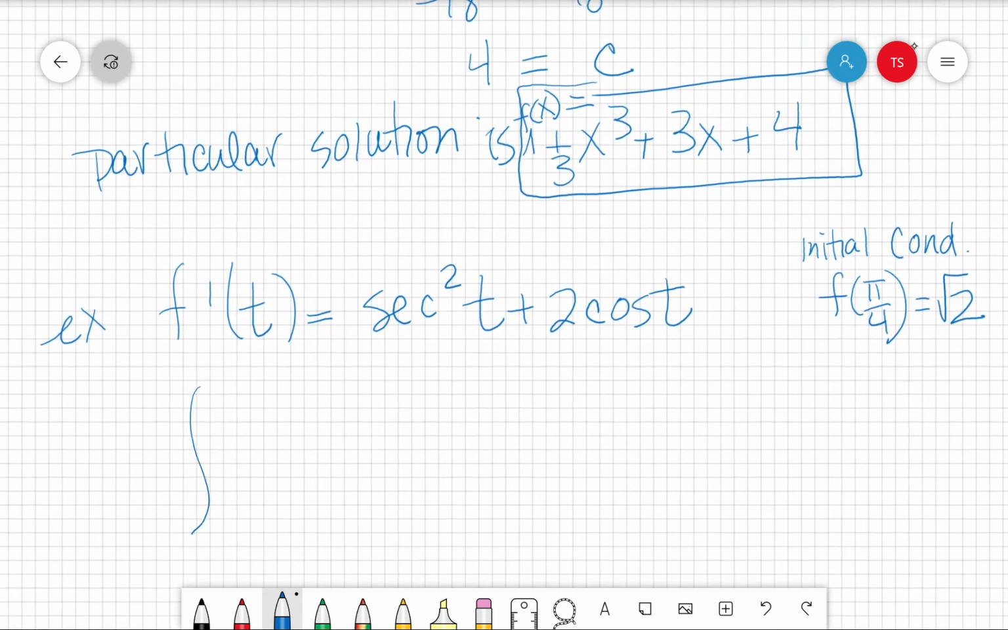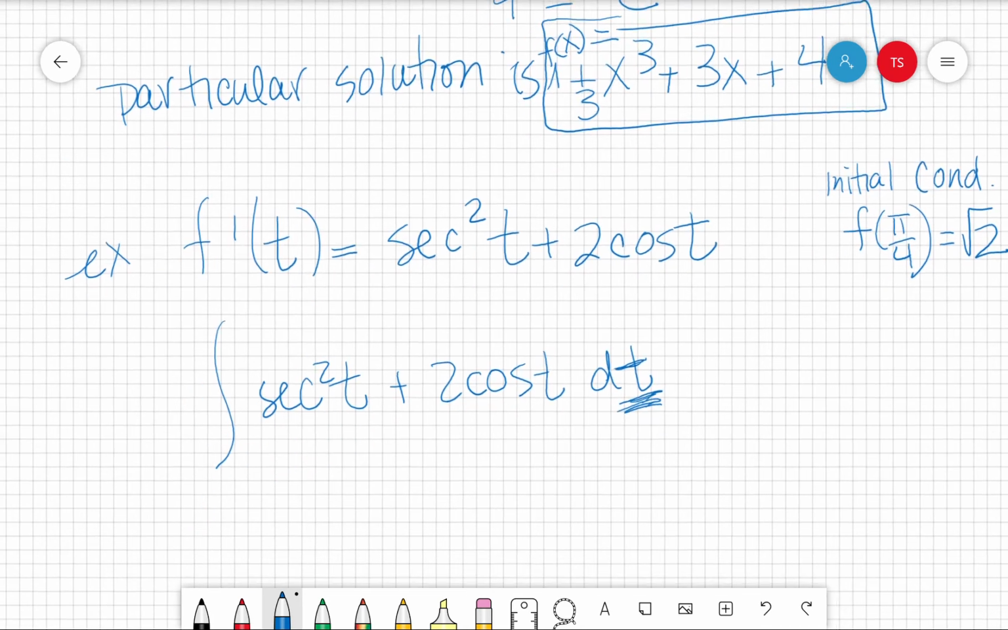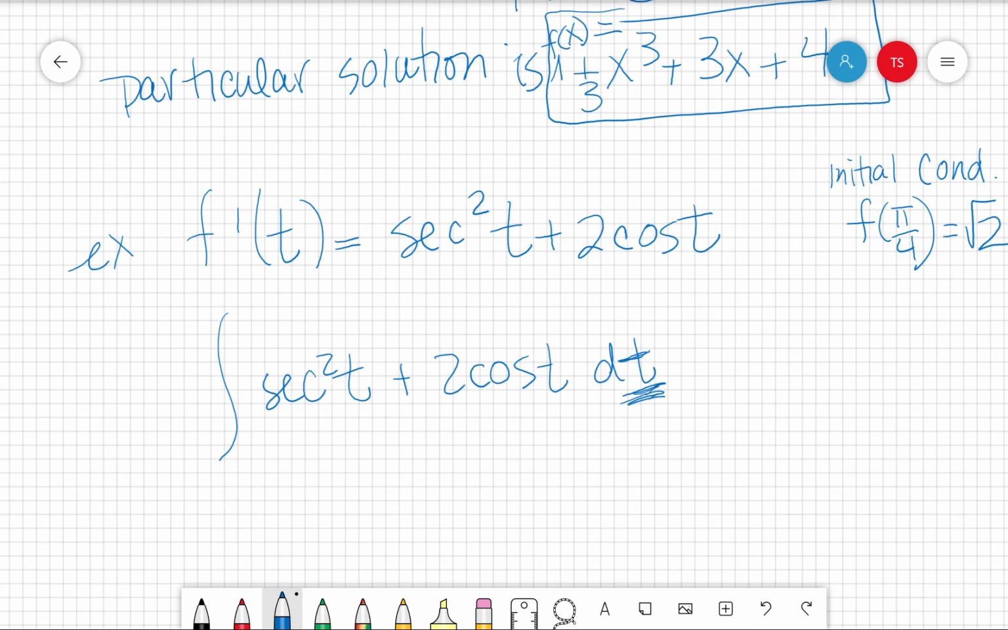So I'm going to integrate secant squared t plus 2 cosine t dt. So this is the first time I'm using a different variable. Notice that instead of dx, I'm using dt here, and that's just saying integrate with respect to t. And so the integral of secant squared t is tan t, and the integral of 2 cosine t would be 2 sine t plus c.